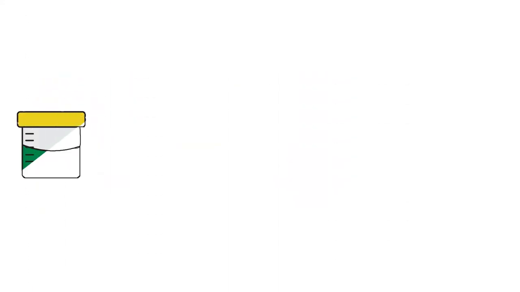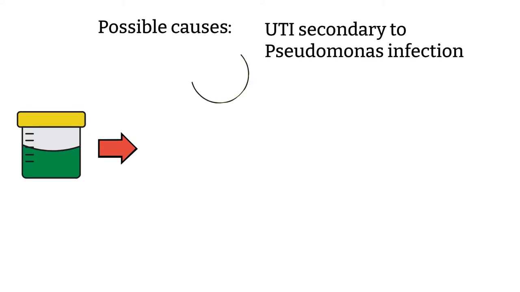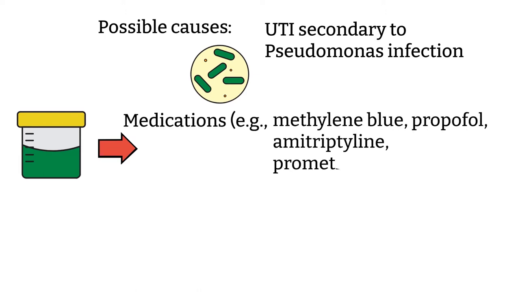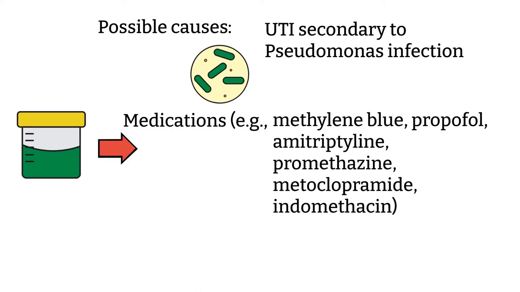Green. Green urine is not very common, but can be found in patients with urinary tract infection secondary to Pseudomonas infection. Like most other urine colors, patient medications and food consumption play a role here as well.